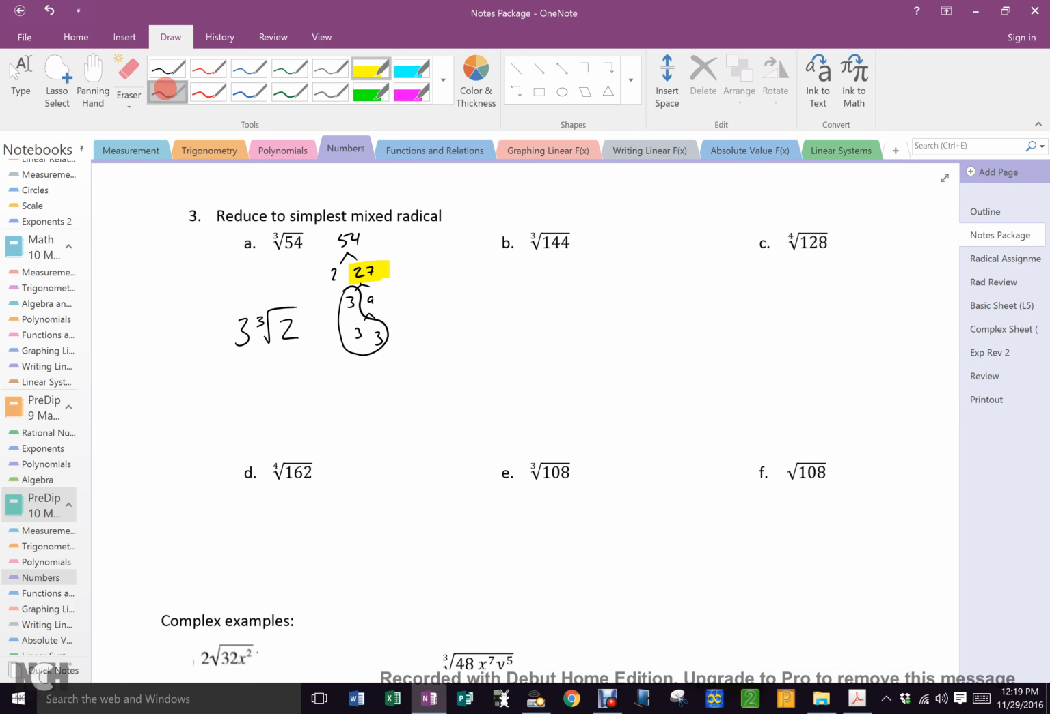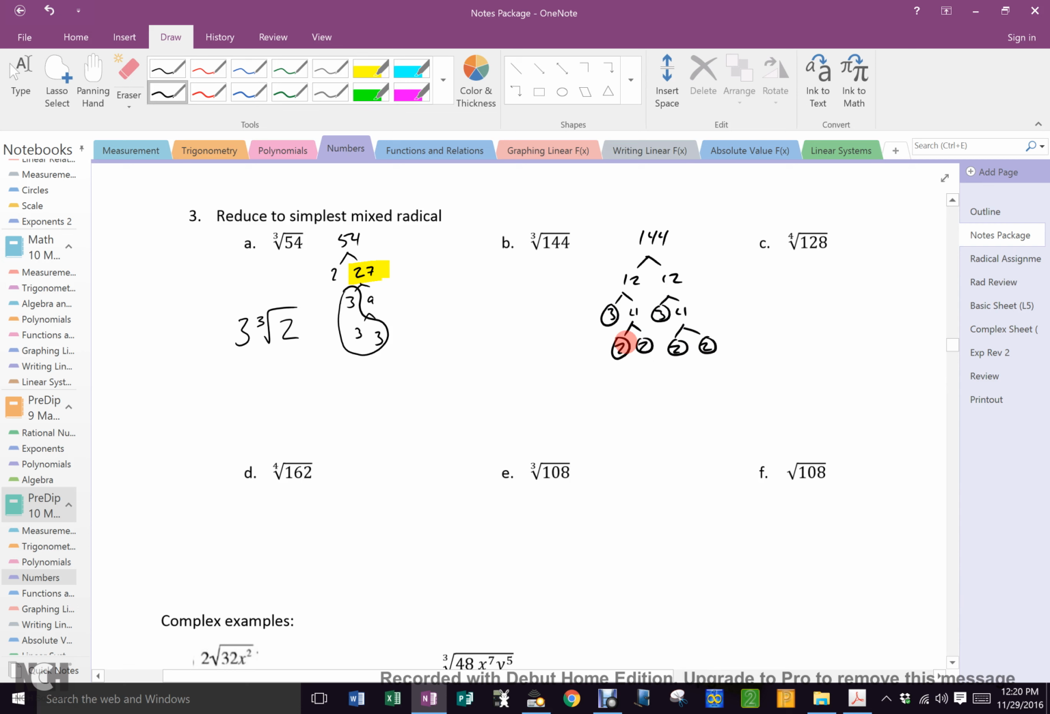Okay? So what about 144? Can you think of a cube that works with 144? If you can't, what do you need to do? Start doing what? Start breaking it down. Does it matter how you start? No. 144. Most of you are probably going to go 12 and 12, right? And then 3 and 4. You're going to stop there and there. And then 2, 2, 2, 2.